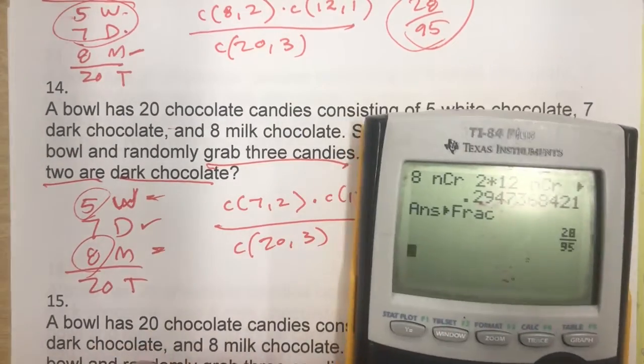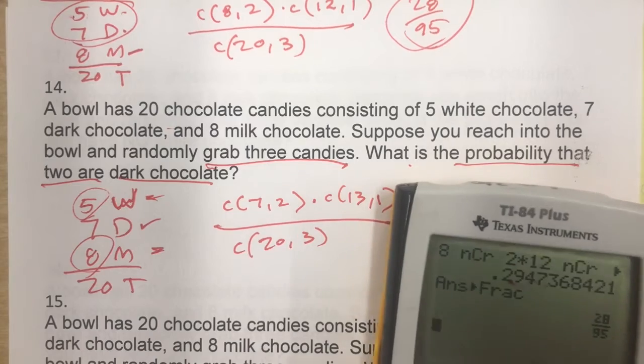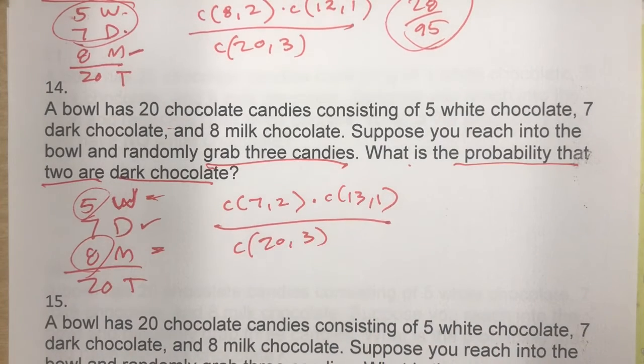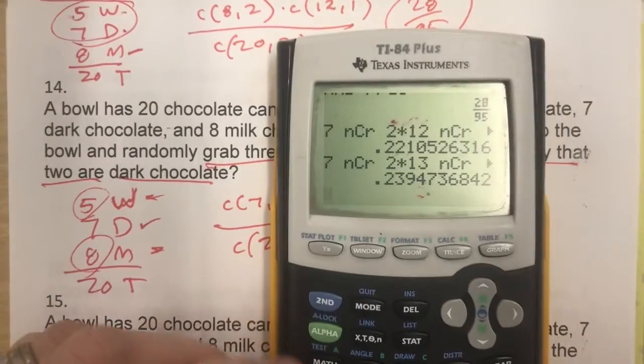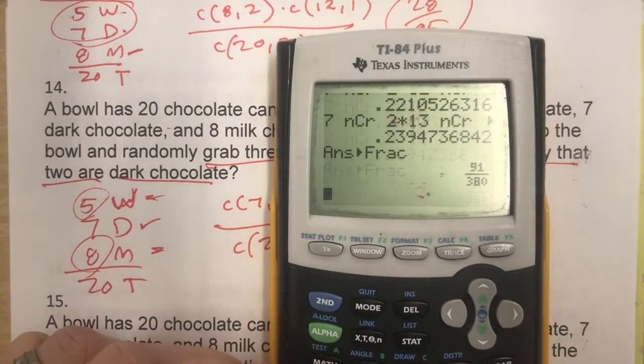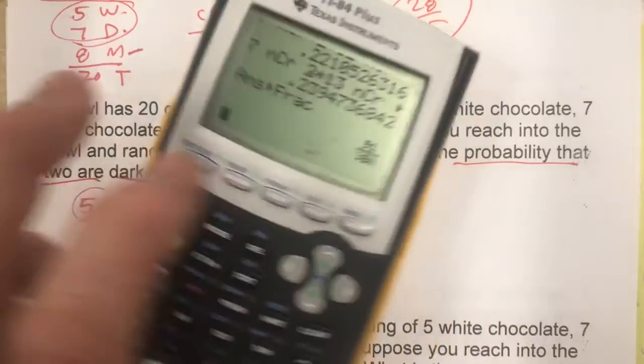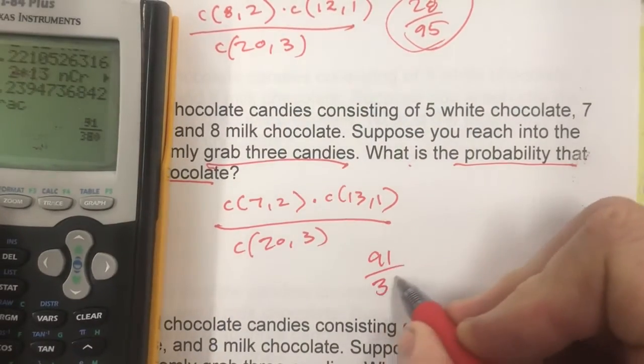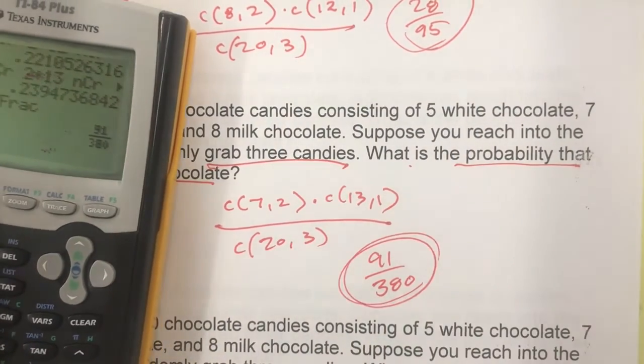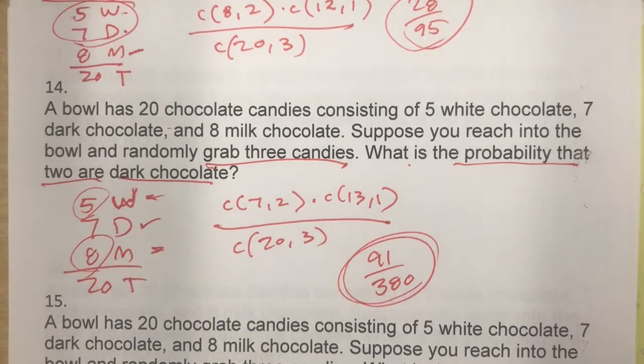All right, so I think I'm just going to go up here and it's the same thing we did a while ago. Instead of that 8, it's going to be a 7. Oh, no. And the 12 will be a 13. Right, there you go. 91 over 380.